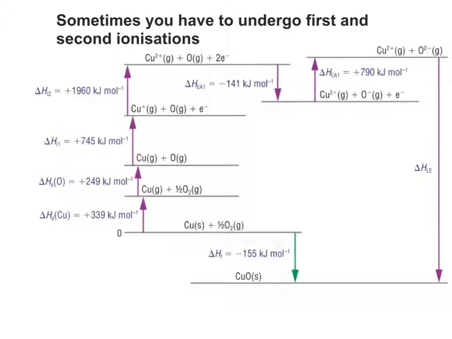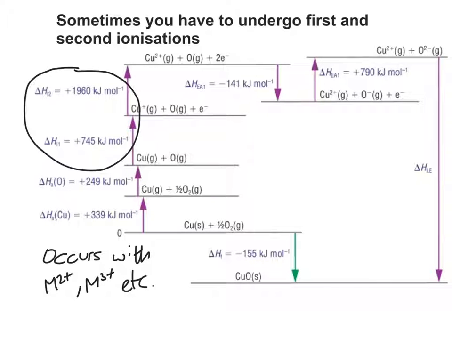So looking at the same Born-Haber cycle, I'd like to draw your attention to the fact that in this case you had to do a first and second ionization. And this occurs with metals that have 2+ or 3+ ions. So you have to undergo the ionization energy twice: first ionization energy and second ionization energy. So we're also going to look at what happens if you have to do the electron affinity more than once, in the top right hand corner this time.